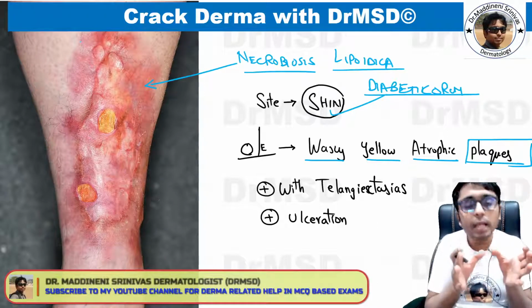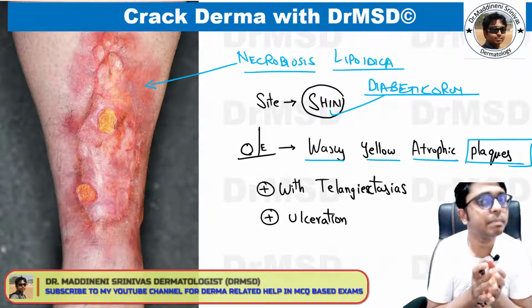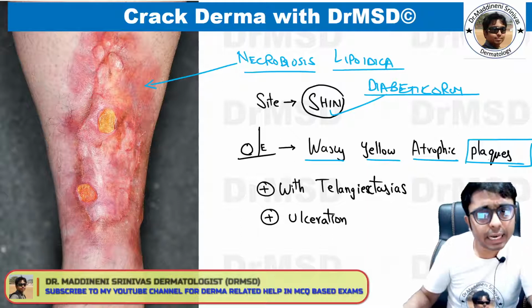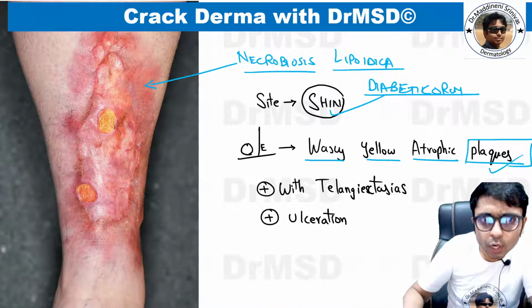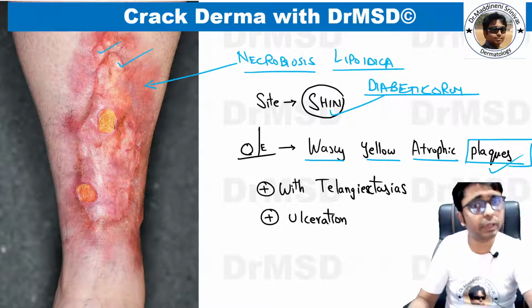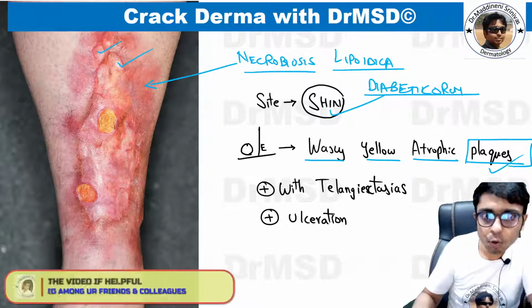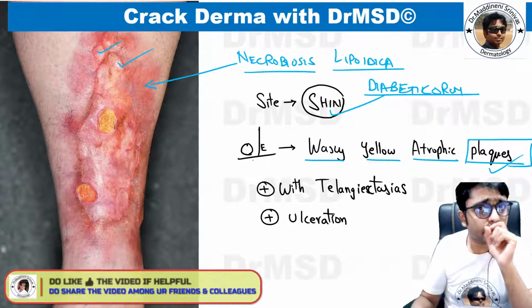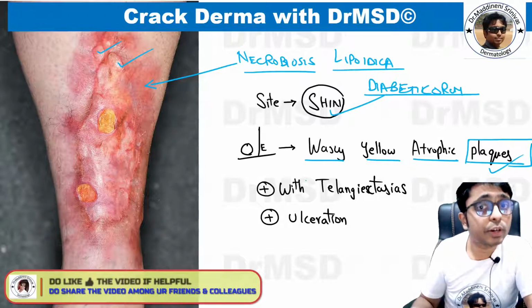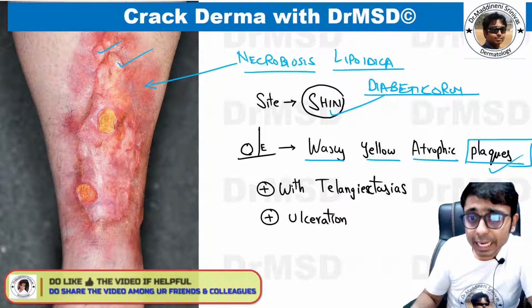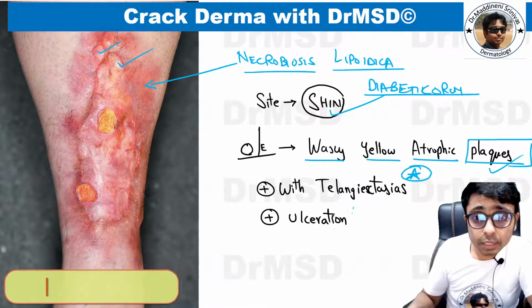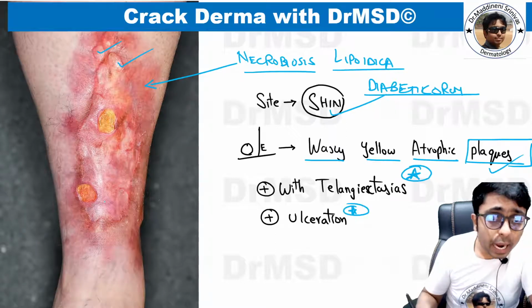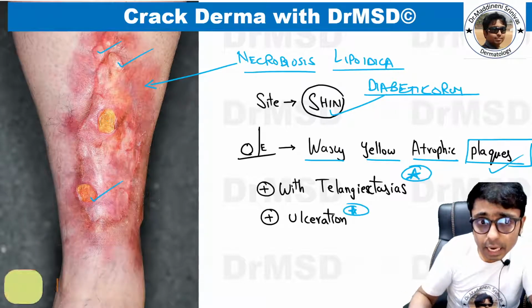And you can see here the picture of Necrobiosis lipoidica diabeticorum, where almost the entire anterior aspect of the leg has become erythematous, and you can see slightly elevated lesions, that is plaques, are present, and a few areas are showing atrophic changes, where depressions are there over the skin. These patients also have additional features: there will be telangiectasias, very important, that is dilated capillaries, and also ulcerations. You can see certain ulcerations here.